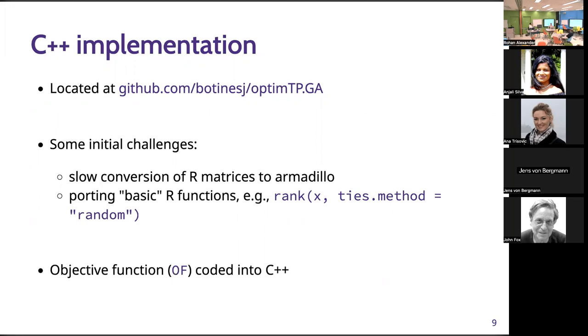And maybe one of the biggest things here is that before, we had a bit of flexibility. The initial function had the flexibility to provide the objective function in pure R. So essentially, the user could provide anything, right?